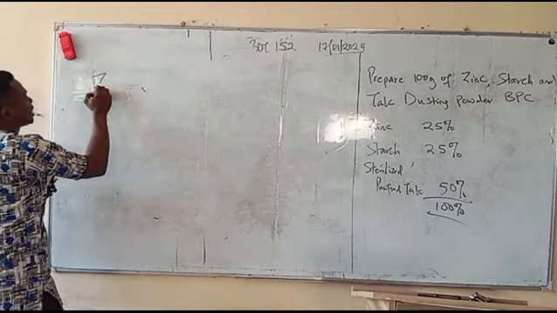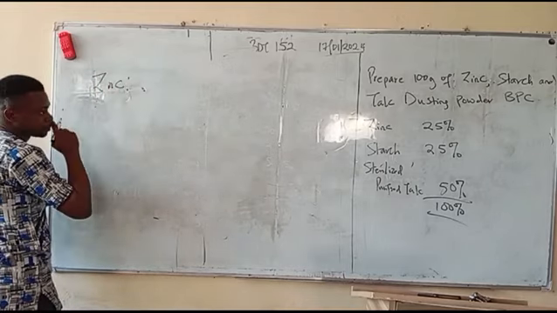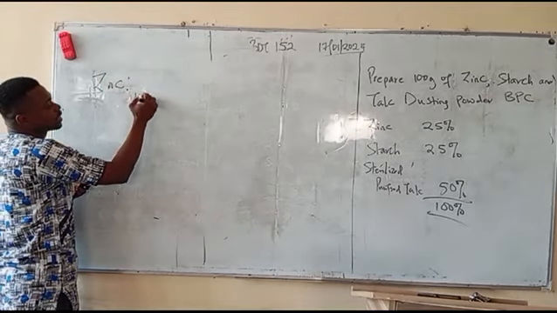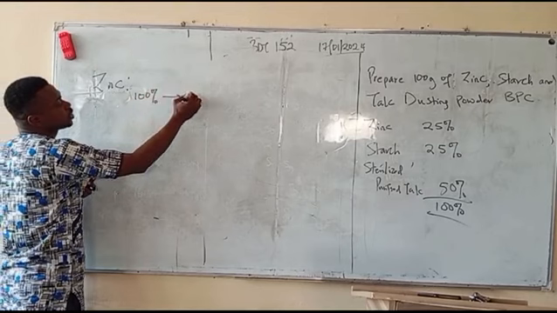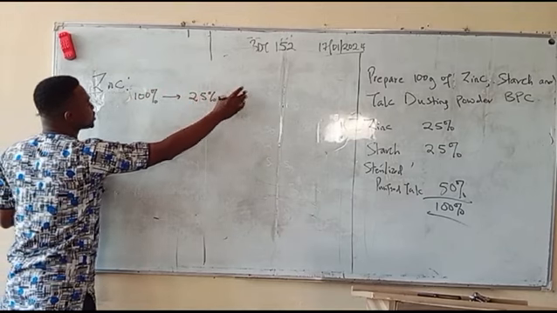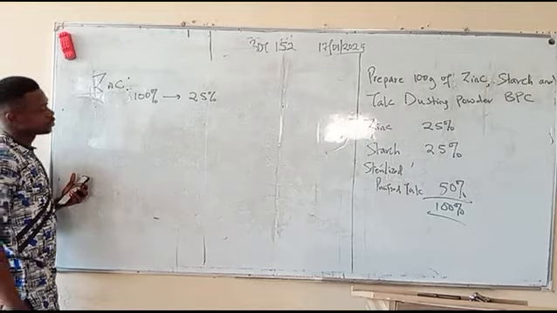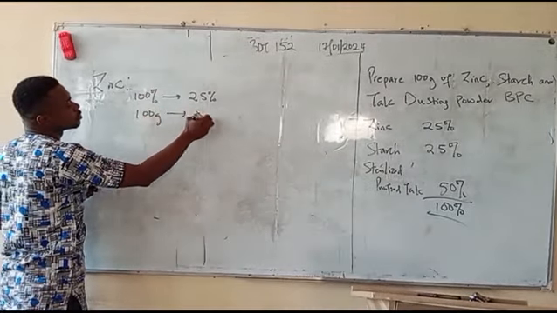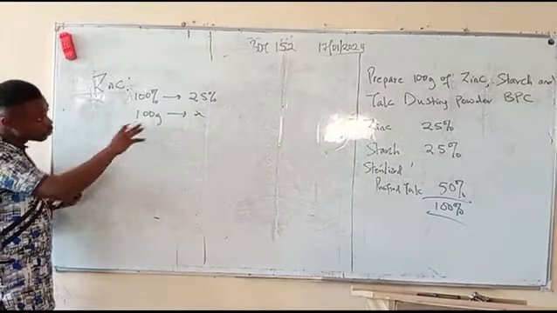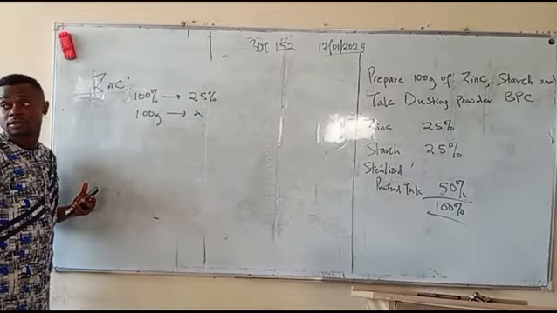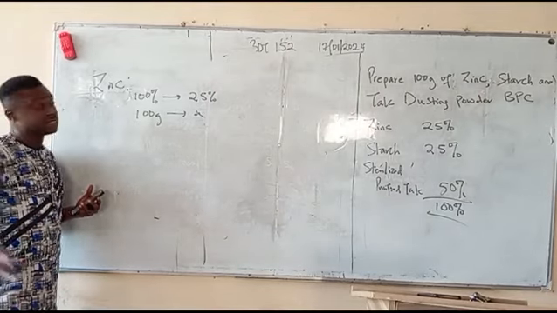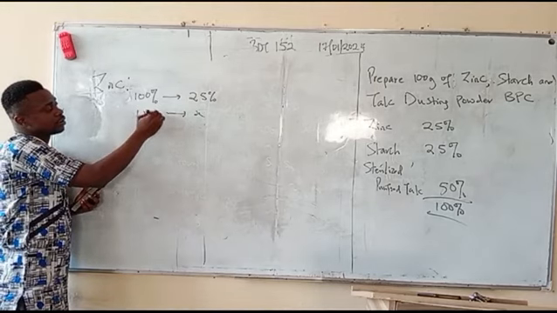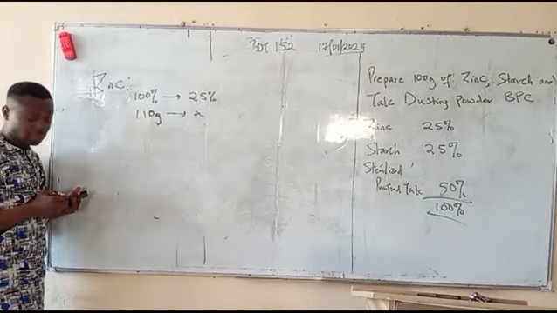Let's calculate for zinc. 100% of the product contains 25% zinc. So 100 grams will contain what? Come down first. Okay, good. You can do it. You can do 110. You can do 110. But see, let me make a distinction, please.